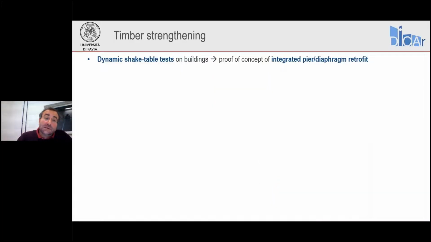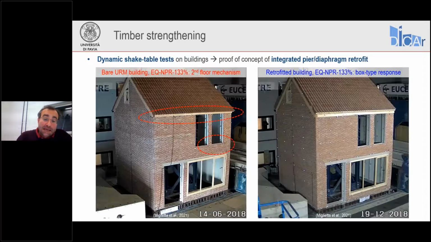We also performed, as I was saying, dynamic shake table tests on two buildings, with identical geometries and identical materials, one just unreinforced masonry, the other one with the retrofit applied and combined with diaphragm strengthening. So the building had a timber diaphragm at the second floor, and that was also stiffened with OSB panels. Now let's compare their response at the same level of shaking intensity.